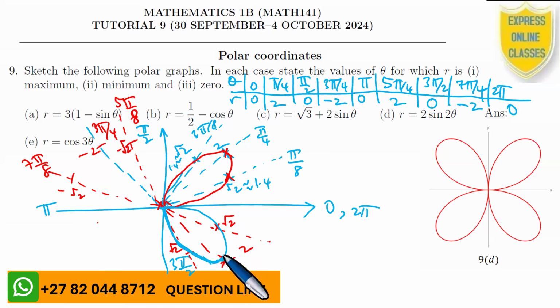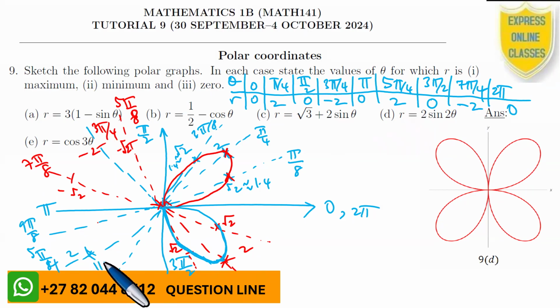Right, so you have this. Now let us see. You're going to continue here. After pi, there's going to be 5 pi out of 4, which is 2. And then you're going to need some other angles here. So this one is 5 pi out of 4. Then 7 pi out of 8, 8 pi out of 8, 9 pi out of 8, 10 pi out of 8, 11 pi out of 8.